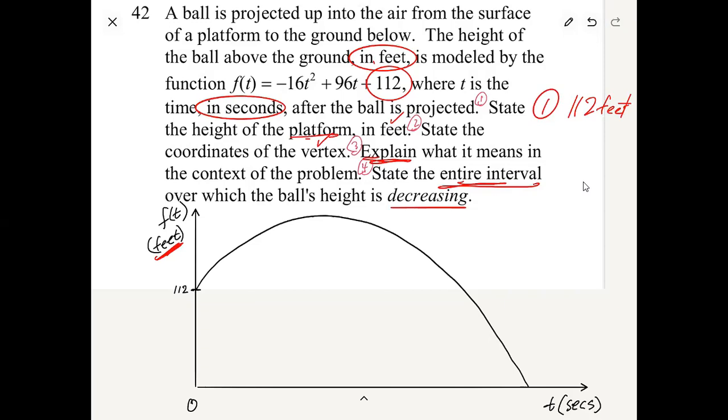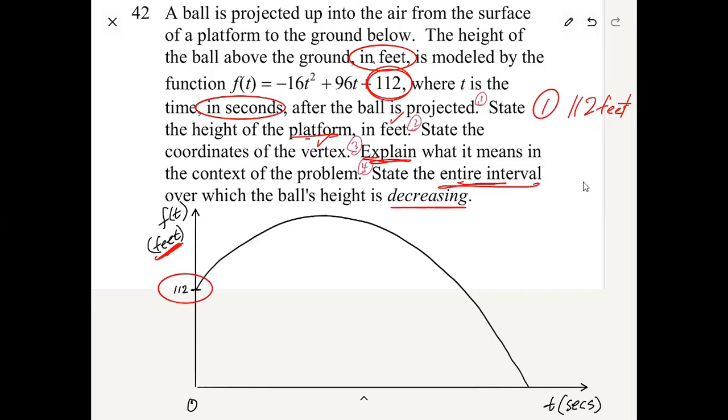So whenever they ask how high was the ball, or what was the height of the thing that you threw the ball from, or what was the initial height of the ball, all of those are basically the same thing. And it's always that last constant number. That is the height when the time is still zero. So it's the y-intercept. I drew this so you could see the 112 is the initial height of the ball. So that's the height of the platform. All right, let's keep moving.